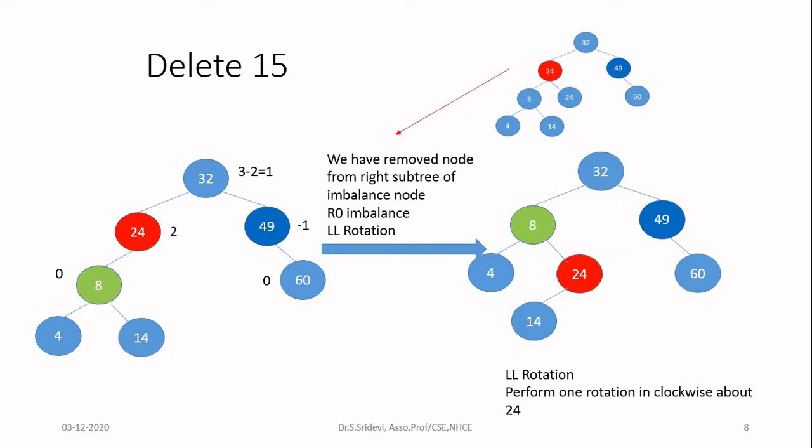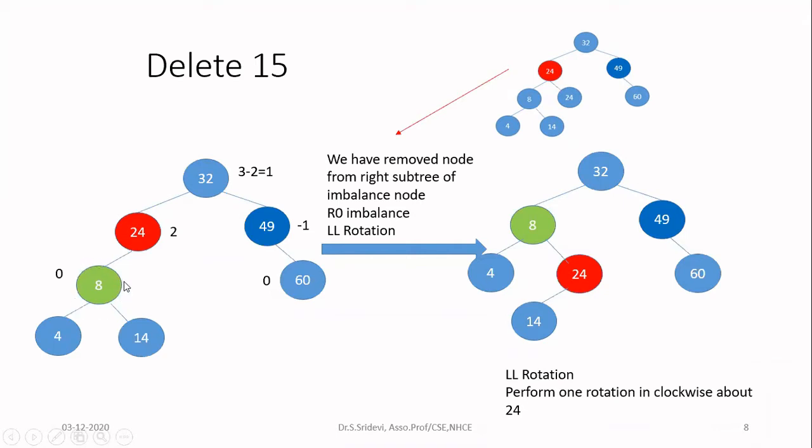Now, how to find out the rotation? First check from which part of the subtree of this imbalance node you have deleted the node. So look at this diagram now. We have deleted the node from this part of the subtree. It is in which direction with respect to this imbalance node? It is in the right direction. So you have to apply R imbalance only. Now find out the second letter, whether it is 0 or 1 or minus 1. For that, we have deleted from the right subtree of 24. Now this is an imbalance node. Since we have deleted from the right subtree, we have to now balance the left subtree only.